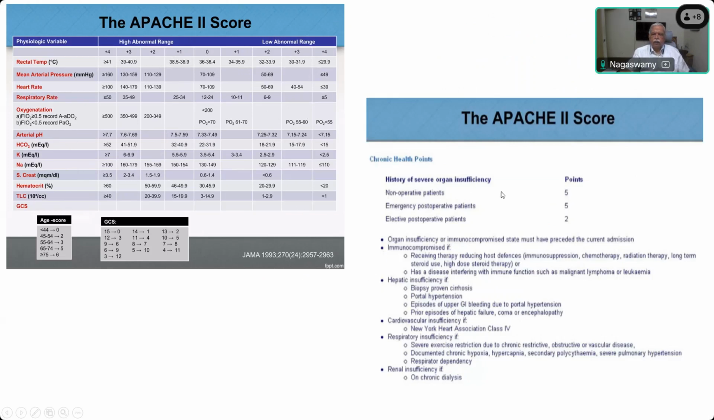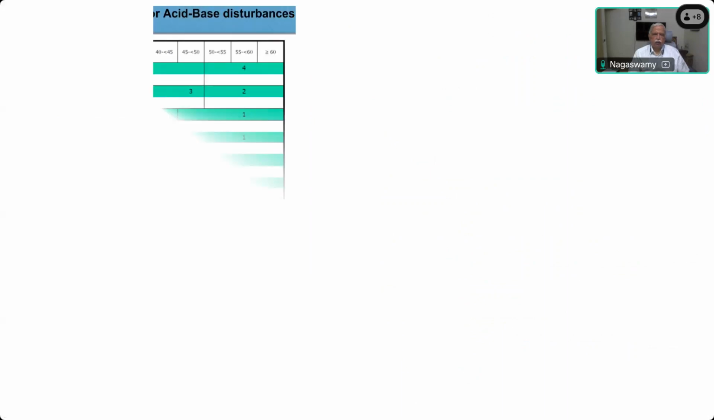And based on the history of organ deficiency and chronic health, initially it was non-operative patients, emergency post-operative patients, and elective post-operative patients. So these were the three categories for chronic health points. But later on, organ insufficiency included immunocompromised state, hepatic insufficiency, cardiovascular insufficiency, respiratory, all systems were included. Initially it was these three points, but now with all these things, you have to include them also in correctly calculating the Apache score.